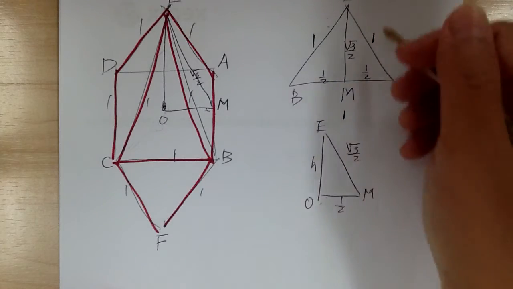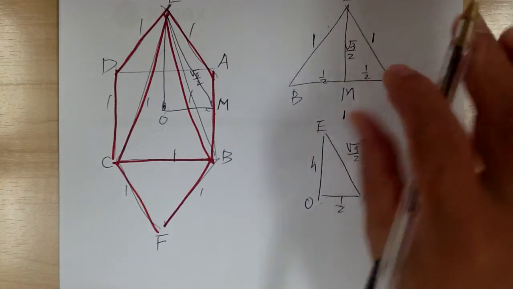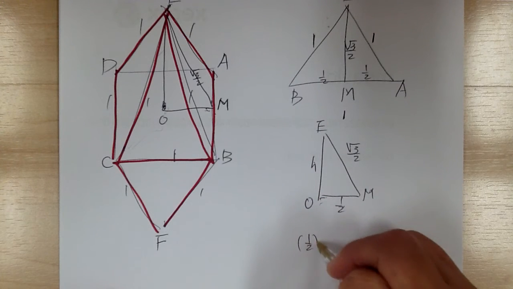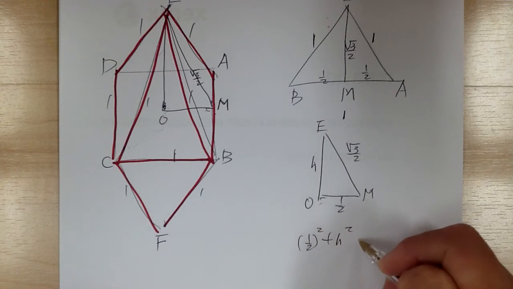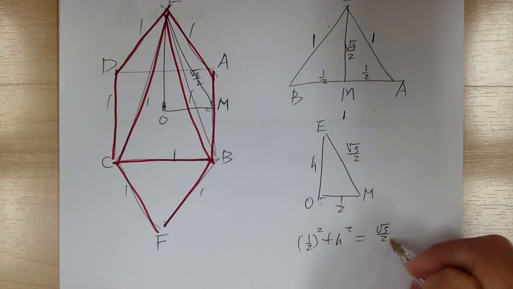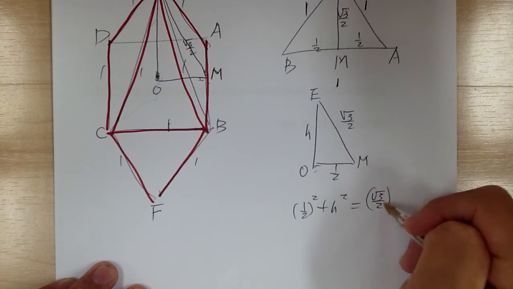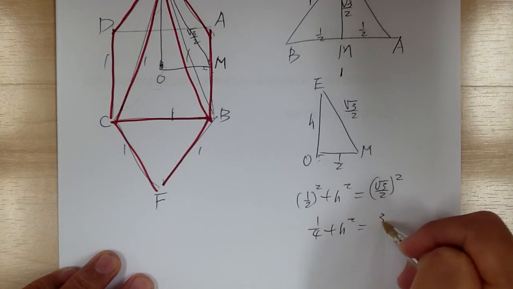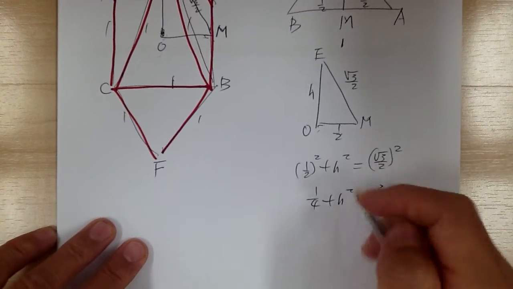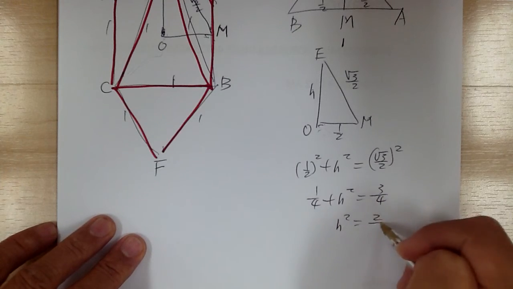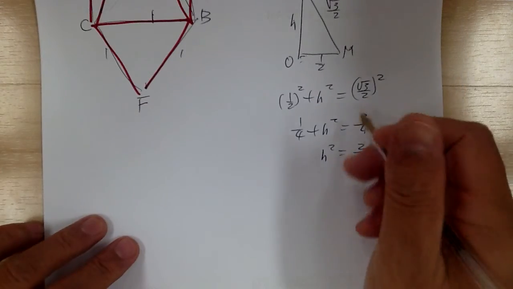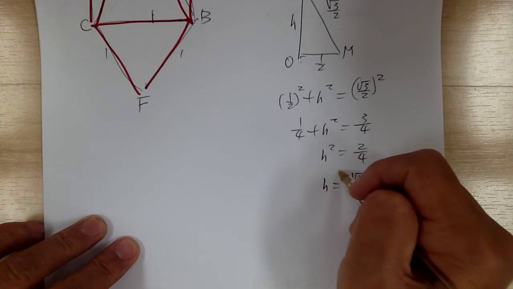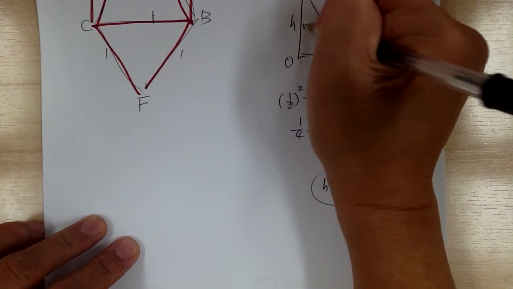So you have to do two Pythagorean theorems. Over here again, you're going to get A squared plus B squared equal to C squared. So you work it out, you got 1 over 4 plus H squared equal to 3 over 4, and you subtract, so H squared equal to 2 over 4, and take the square root, so H would be equal to square root of 2 over 2.